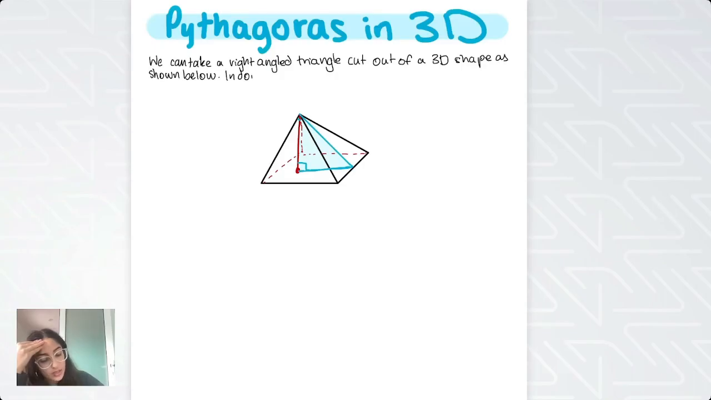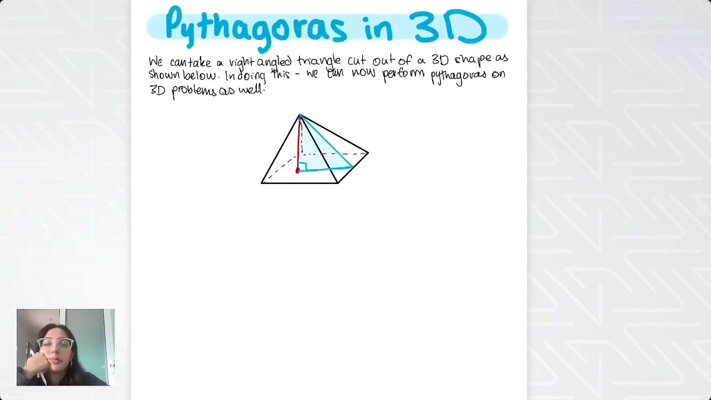In doing this, we can now perform Pythagoras on 3D problems as well. Does that make sense? So let's do an example.